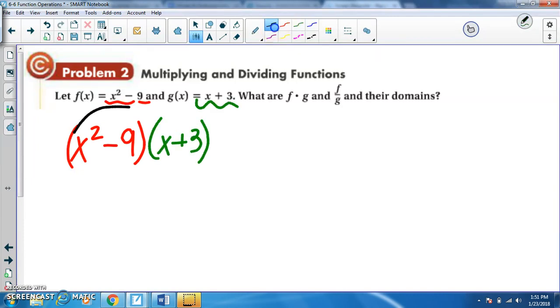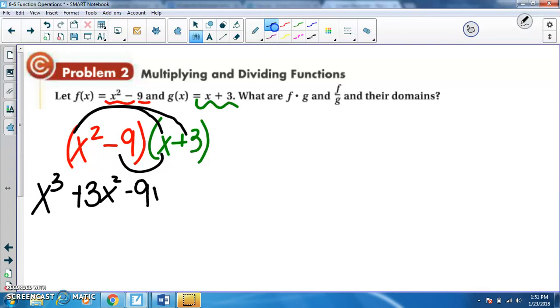and multiply. So x squared times x is x to the third. x squared times 3 is plus 3x. Negative 9 times x, negative 9x. Negative 9 times 3 is negative 27. We cannot combine like terms, so this is our product. And our domain: since we have no restrictions, no square roots, and no fractions, our domain is all real numbers.